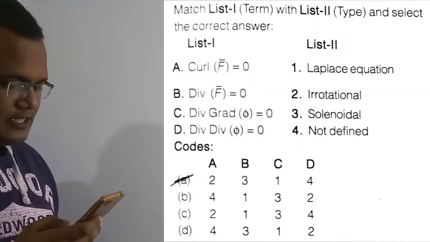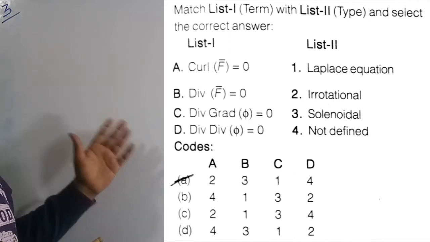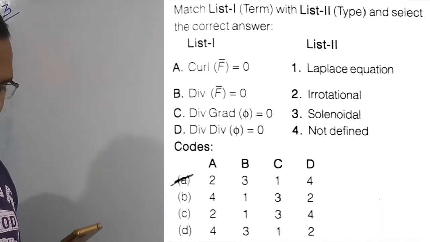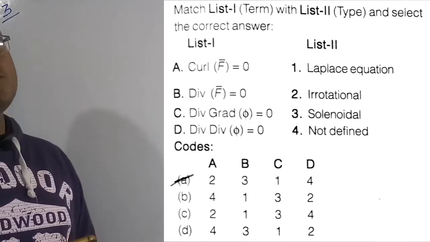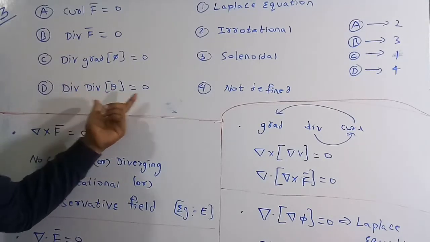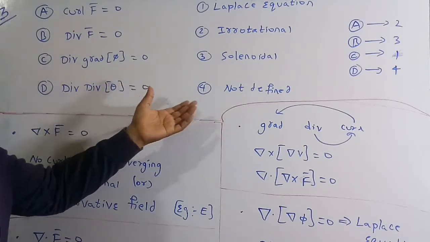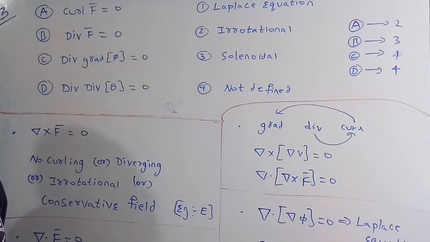So now we are going to solve the third question. See the question here. Match list 1 term with the list 2 type and select the correct answer. So we have to match list 1 and list 2. Out of these 4 options, option A is the correct solution of this question. So let's solve this numerical. In this question they are given list 1 and list 2. So we have to compare these two, means we have to match list 1 and list 2.